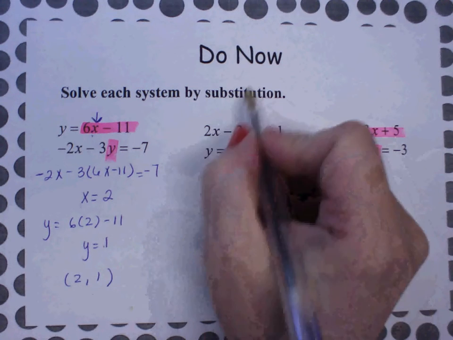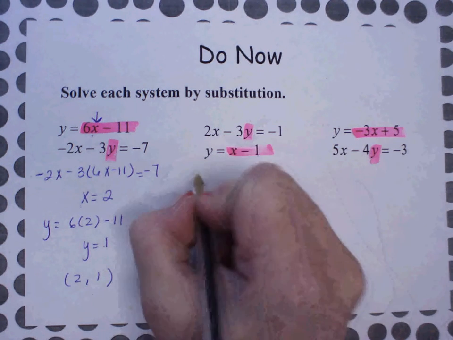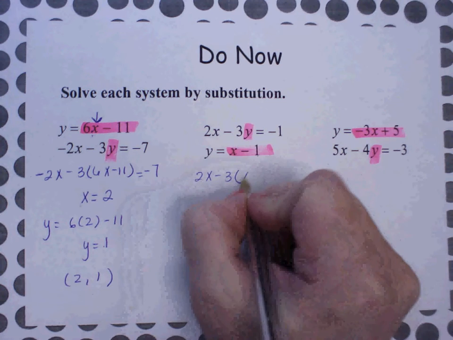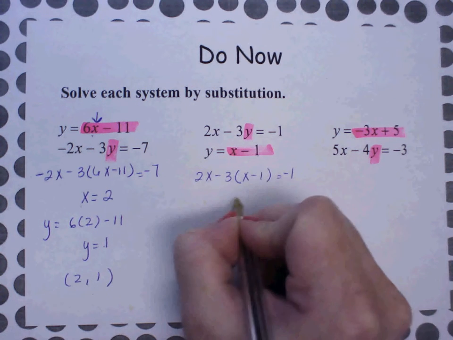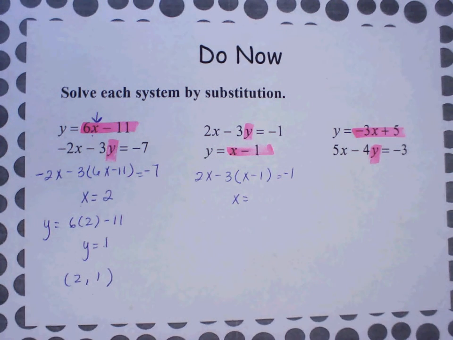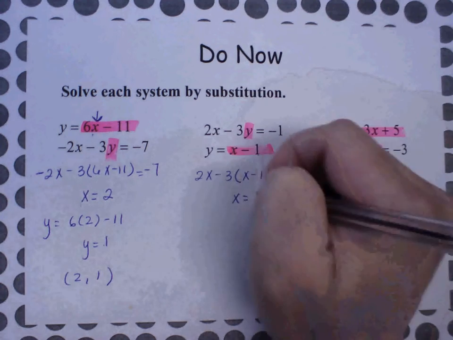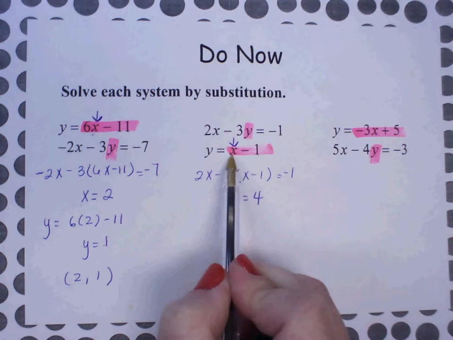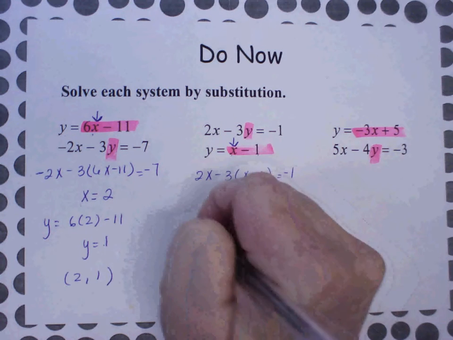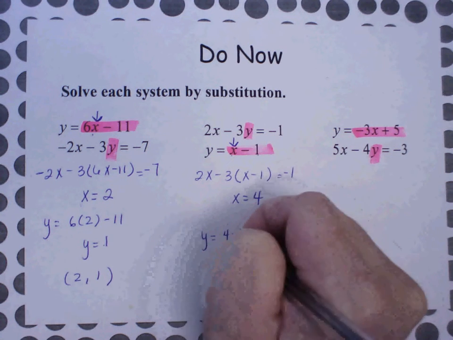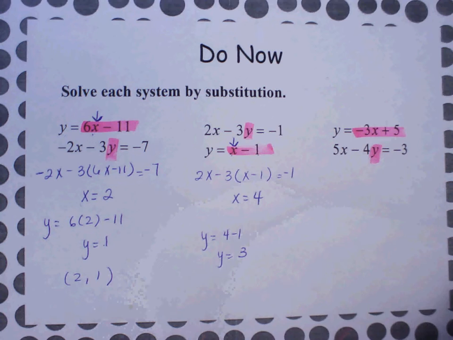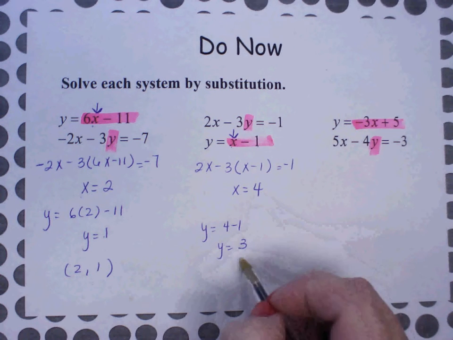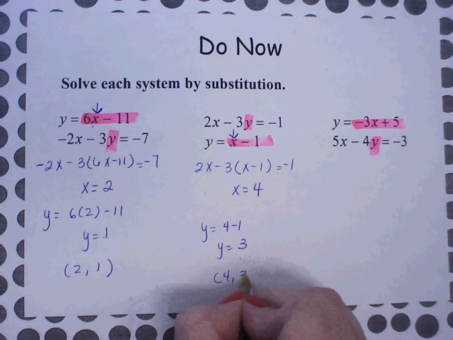All right, next one. Substitute that there. So this would be 2x minus 3, open parentheses, x minus 1 equals negative 1. Equation solver takes over. Did anybody do this one? X equals what? 4. And now I'm going to come over here and substitute the 4, right? So y equals 4 minus 1, which equals 3. So my point would be 4 and 3.